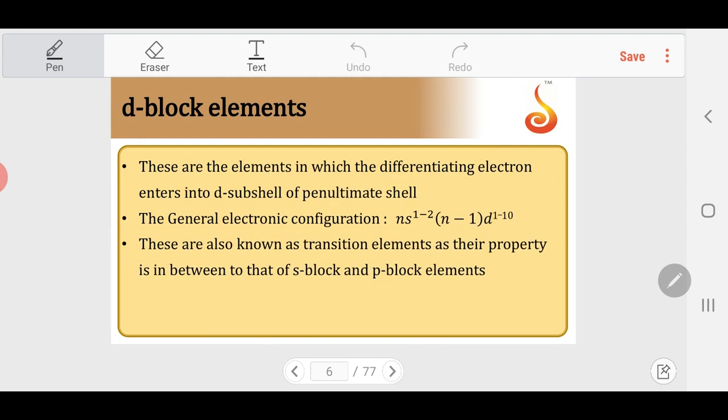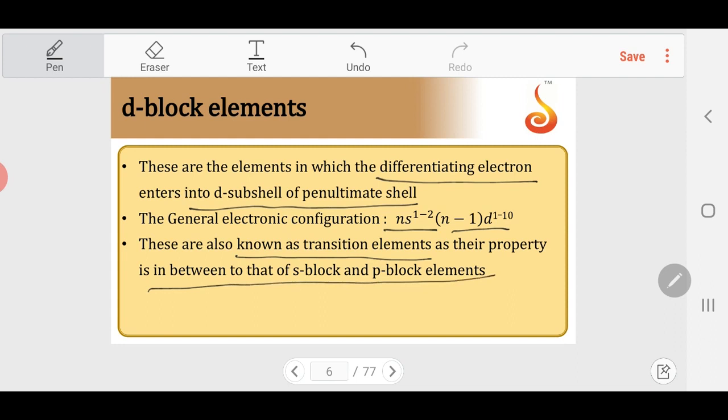D block elements are the elements in which the differentiating electron enters into the D subshell of the penultimate shell, so one less than the outermost shell. So ns1 to 2 and (n minus 1)d1 to 10. They are also known as transition elements because they form a transition between S block elements and P block elements. That is, the properties of these elements lie exactly in between those of S block and P block. That's why they are called transition elements.